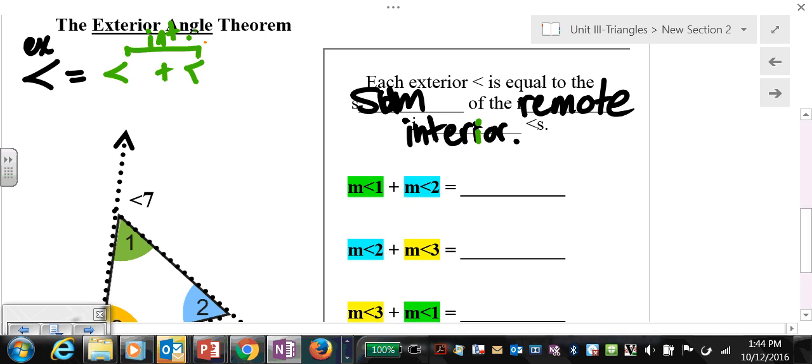Let's do it again. Say exterior. Sums. Interior. One more time. Exterior. Sums. Interior. What that means is the exterior angle equals the sum of the two angles that are far away but still inside the triangle. That's the exterior angle there.